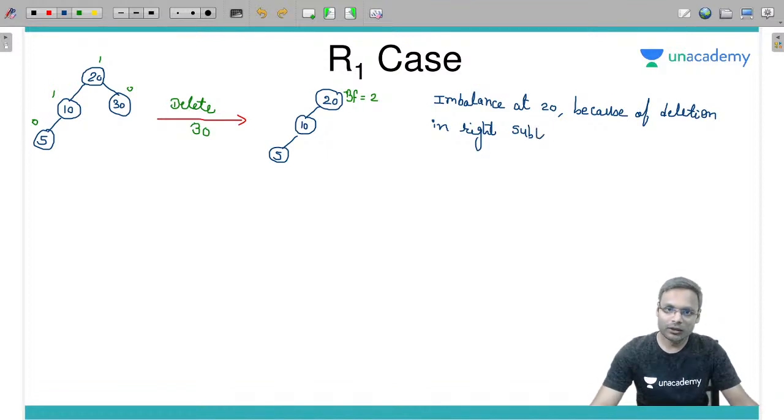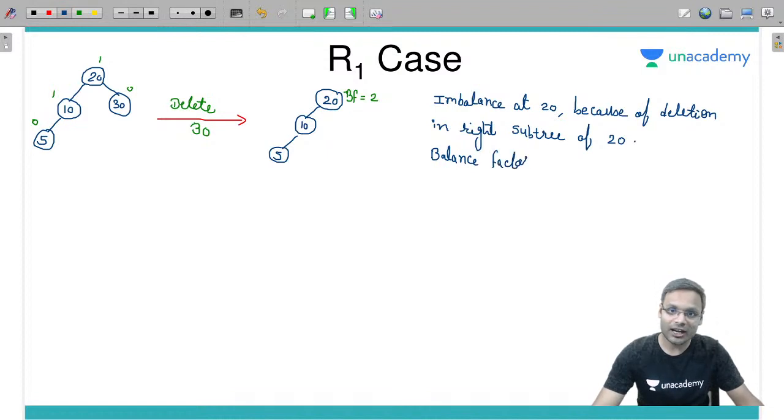Right subtree of 20. If in the right subtree of 20 you have deleted, then you need to check the balance factor of the left child of 20. What is the balance factor at the left child of 20? At 10 you just check the balance factor. What is the balance factor here? 1. So it is 1.